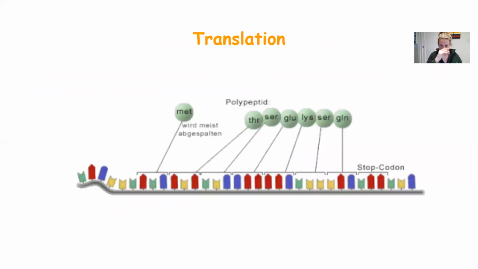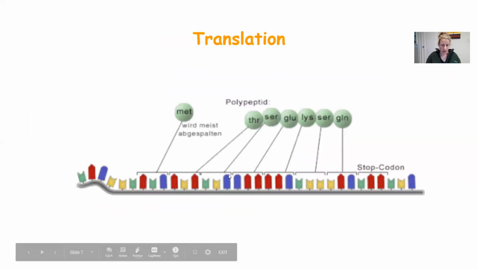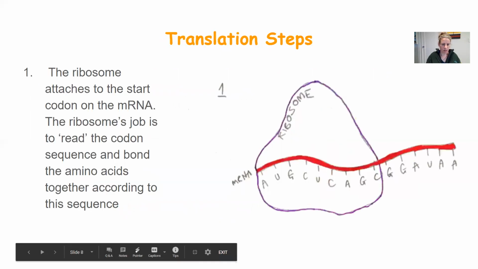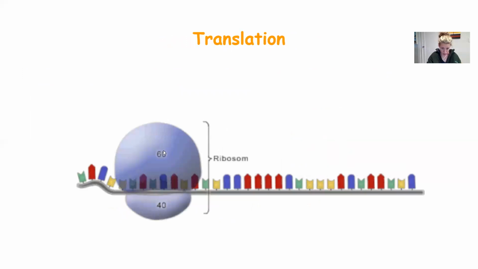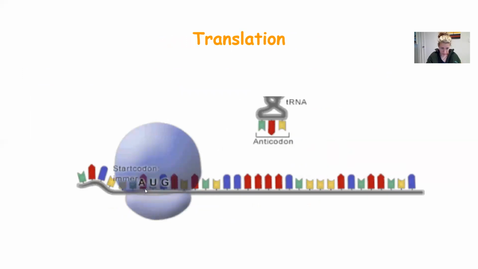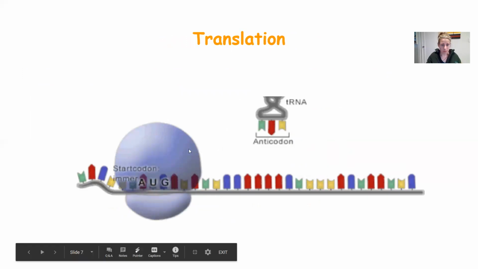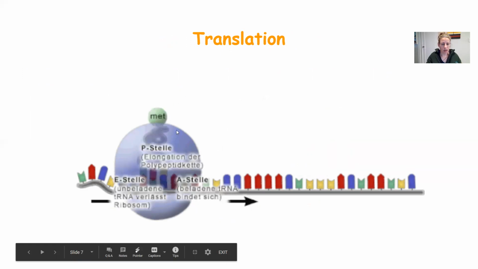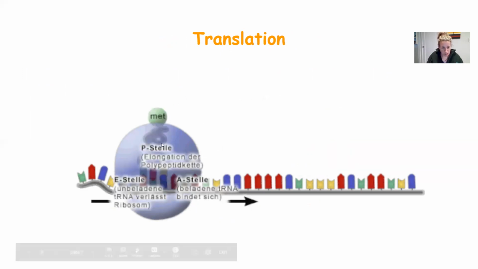Now we're on to translation. So we're in the cytoplasm now, and this is our mRNA at the bottom. This blue thing is called the ribosome, and the ribosome attaches around the mRNA.